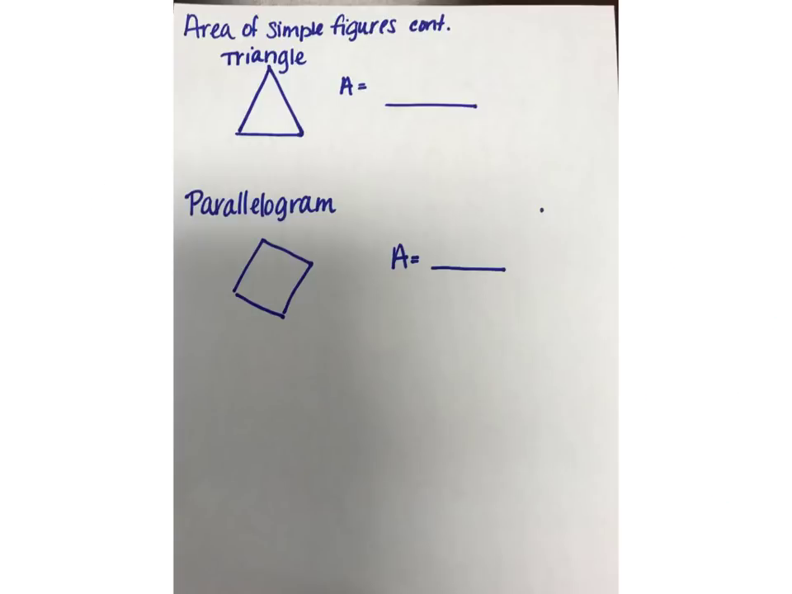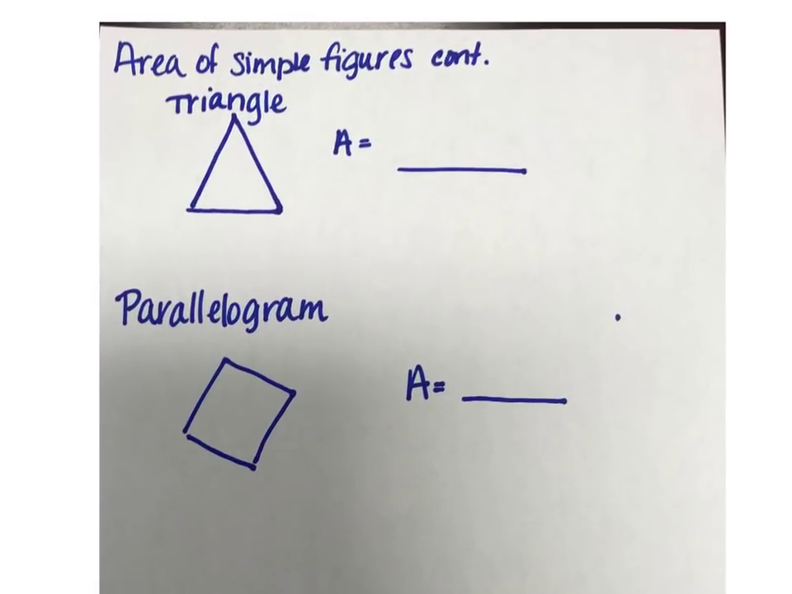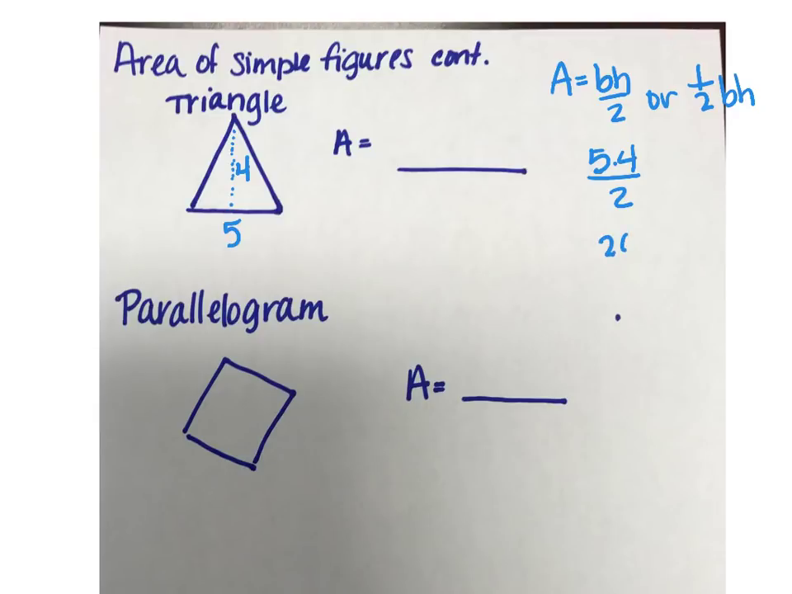And then at our next page, we have 2 more shapes. Area of a triangle and then a parallelogram. So triangle, it's the same formula. Area equals base times height divided by 2, or 1/2 base times height. Remember 1/2 and divide by 2 are the same thing. So if the base is 5 and the height is 4, we would say 5 times 4 divided by 2. Order of operations says 5 times 4 first, so that's 20, divided by 2, which is 10.